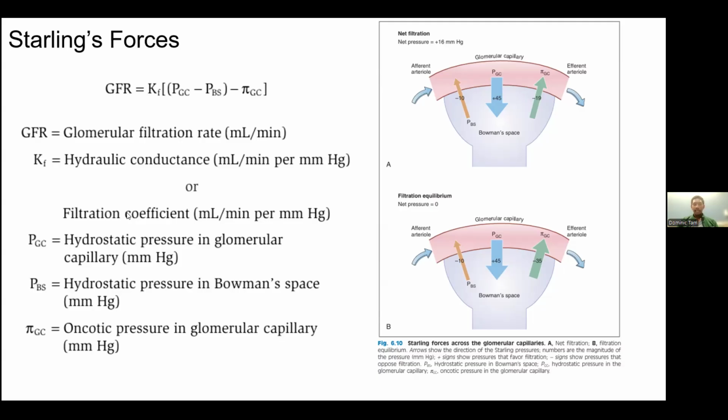Then we have a PBS, or the hydrostatic pressure in the Bowman space. And this is a force that actually opposes filtration.